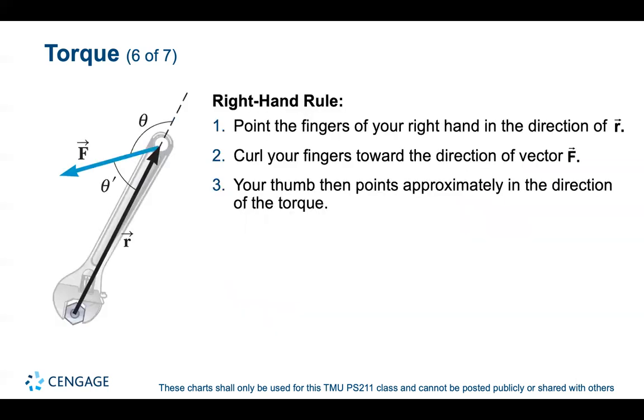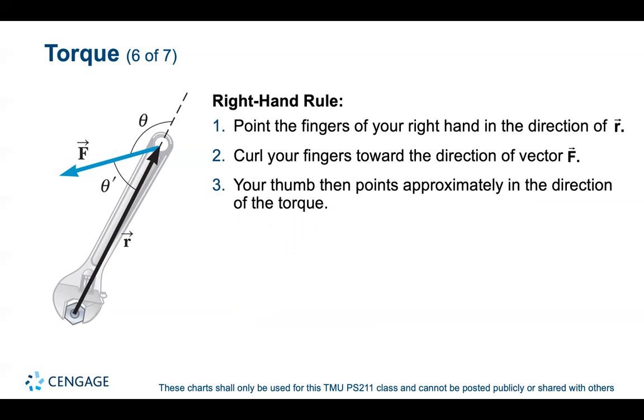So in this figure, we can use the right-hand rule. Point the fingers of your right hand along R and curl them in the direction of F. Your thumb then points in the direction of the torque, out of the page in this case. Note that either theta or theta prime can be used in the definition of torque.